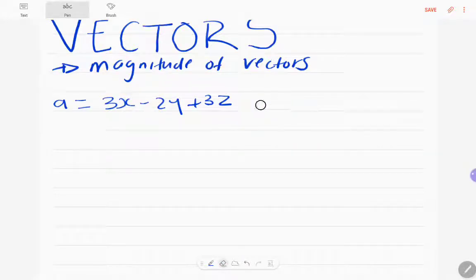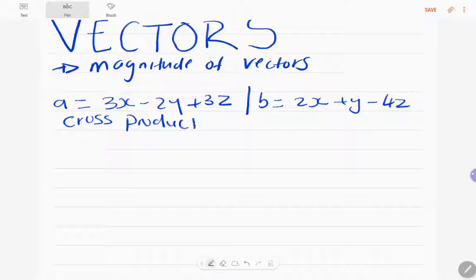Now let's check how we calculate if we have two vectors. Let's say I now have B, which is 2x plus y minus 4z. How can I find the magnitude of these two vectors? First of all, I have to combine them to make a single vector. And to combine these two, I will be required to use a cross product method.